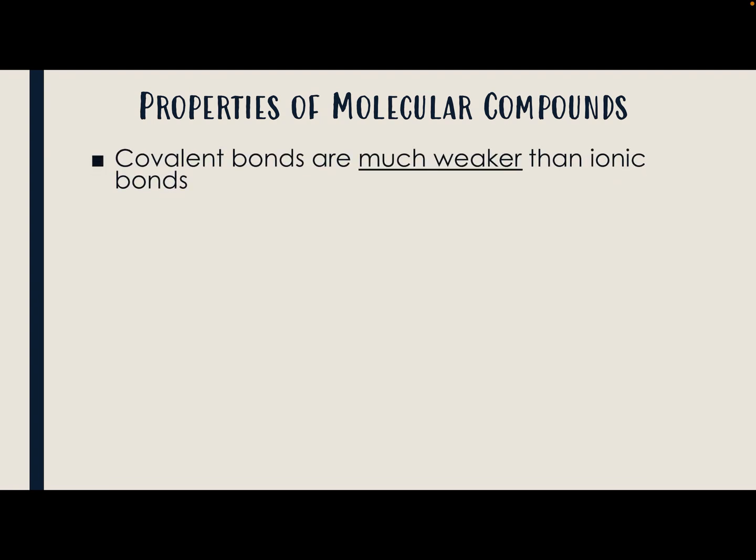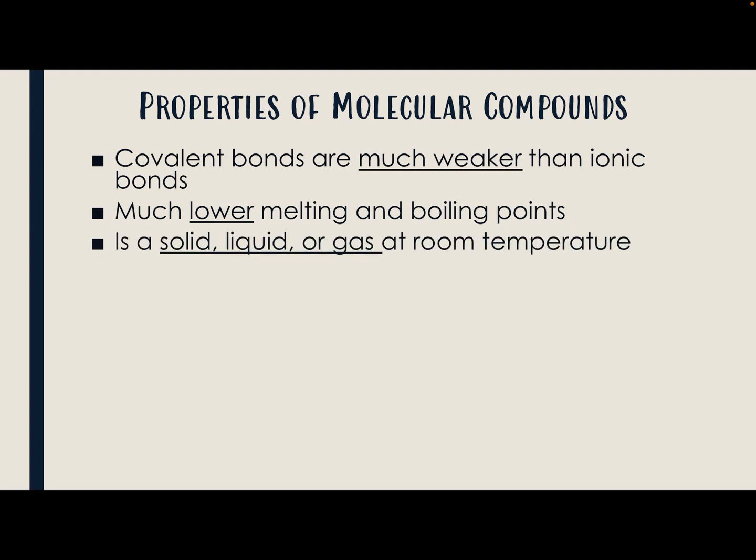Now, properties of molecular compounds. Covalent bonds are much weaker than ionic bonds. Ionic bonds have really, really strong positive and negative charges, whereas covalent bonds are just sharing, so they're going to have a much weaker bond. They have much lower melting and boiling points, are a solid, liquid, or gas at room temperature, and are non-conductors in any state.